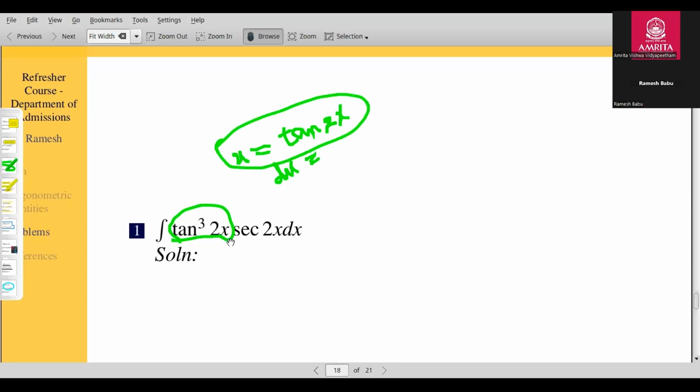And moreover, a quite interesting point here is tan cube 2x can be written as tan 2x into tan squared 2x, and substituting this, it will reduce to an expression in terms of u, right?